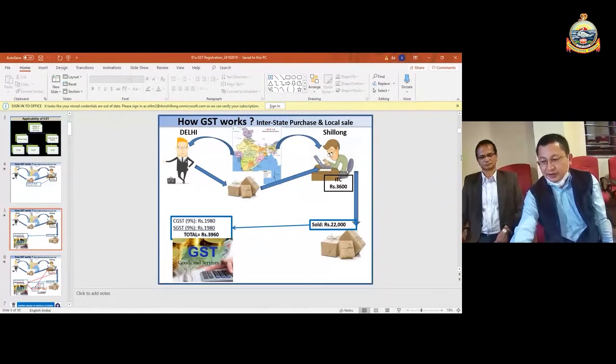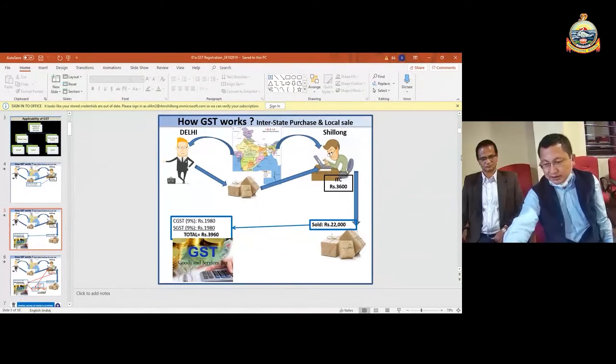He will be selling again within the state of Meghalaya only. So let us say he sold it for 22,000. The item he purchased for 20,000, when he sells in Shillong or otherwise within the state of Meghalaya, he sold it for 22,000. So the transaction here is within the state. When it is within the state, we have CGST and SGST. For that same item, the rate is 18%. When you split it into CGST and SGST, 9% each, it comes to 1,980 each, that is 3,960.